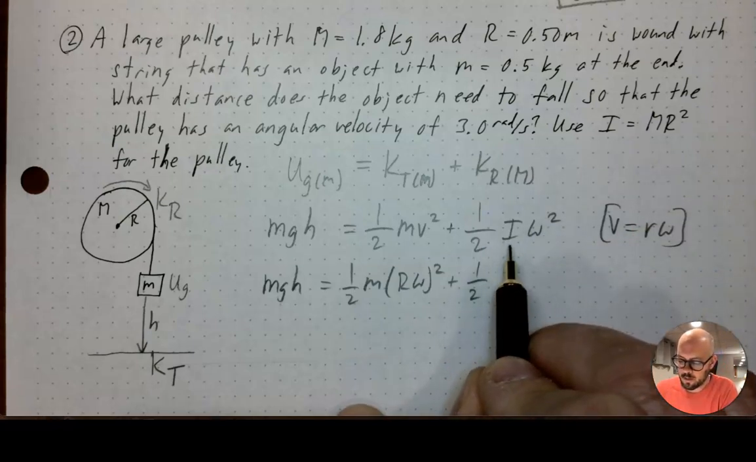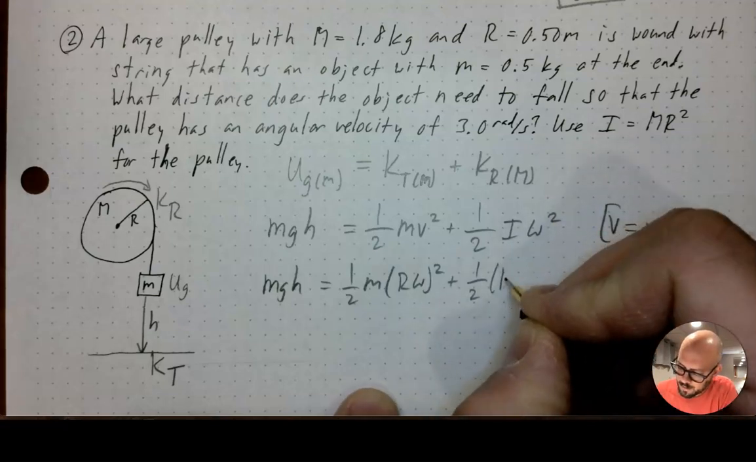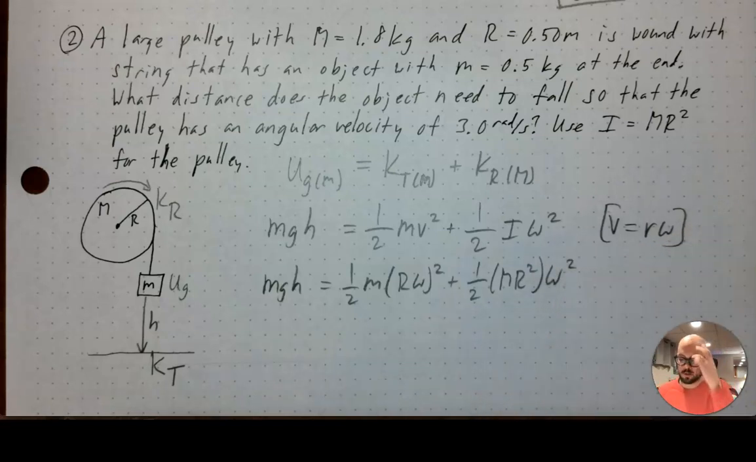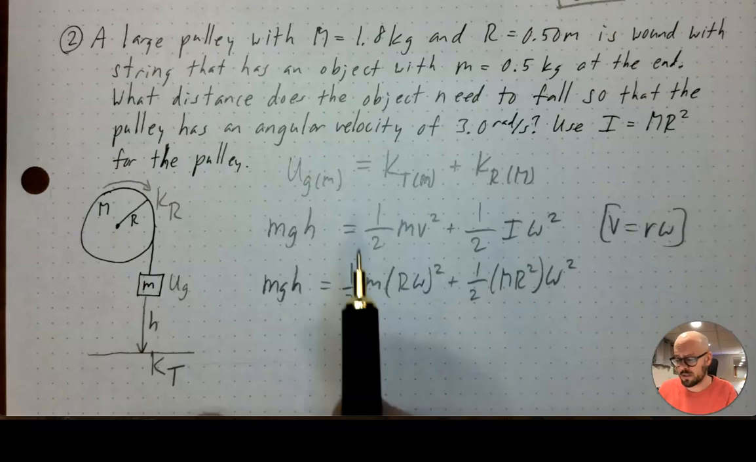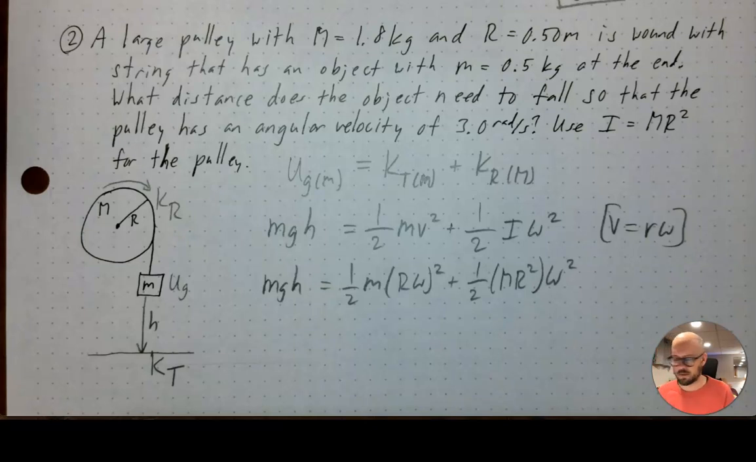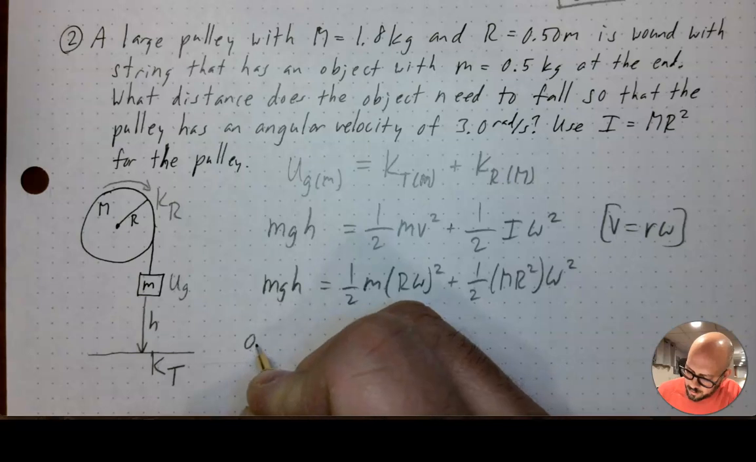Now I'm going to sub my expression here for I. That's big M times r squared times angular velocity squared. So there's lots of squareds happening. You have to pay attention to whether they're inside or outside the parentheses. At this point, you can manipulate it algebraically if you want to, but I would recommend starting to plug in some numbers to make it easier on yourself. So I'll do that real quick.